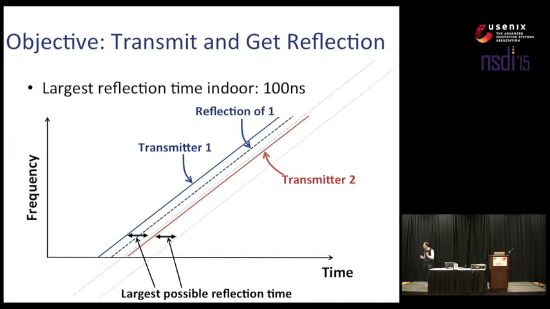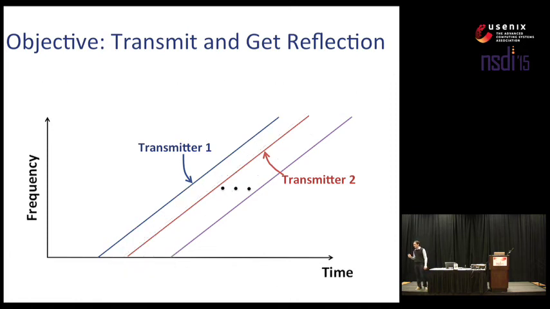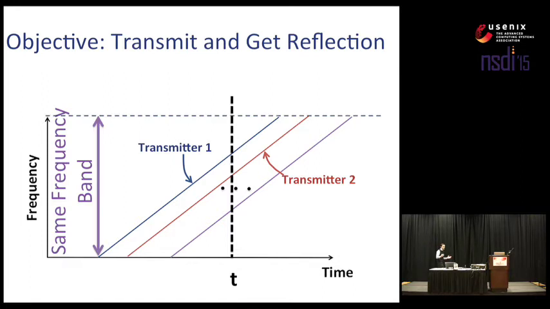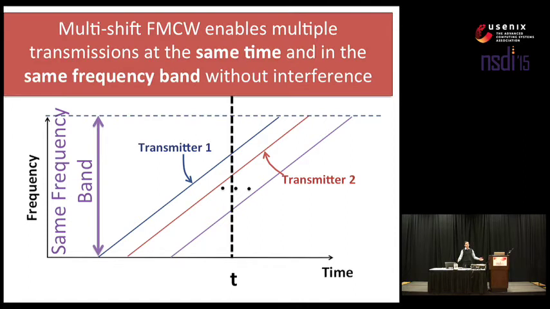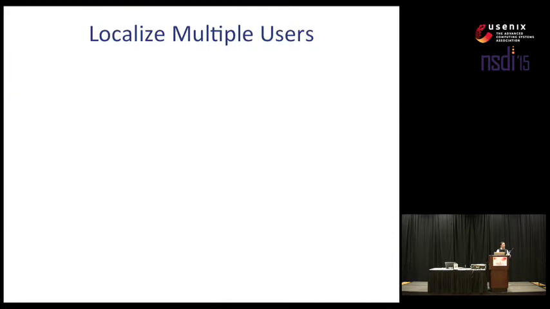And what I want to note over here is that if you look at all of these transmitters, they are not using TDMA. At any point in time, they are all transmitting, and they are using the exact same frequency band. We call this technique multi-shift FMCW, and it allows us to transmit from multiple antennas at the same time, in the same frequency band, and without interference. So to summarize, in order for us to localize multiple people, we're going to use multi-shift FMCW to transmit from multiple antennas, and then we're going to combine the different vantage points in order for us to eliminate the indirect reflections.